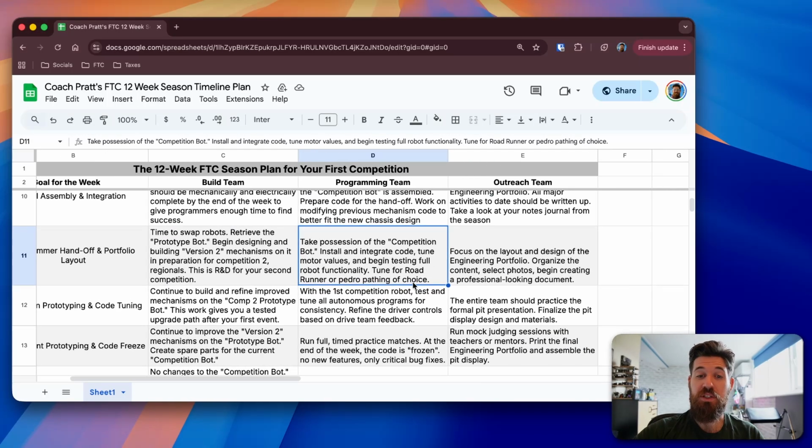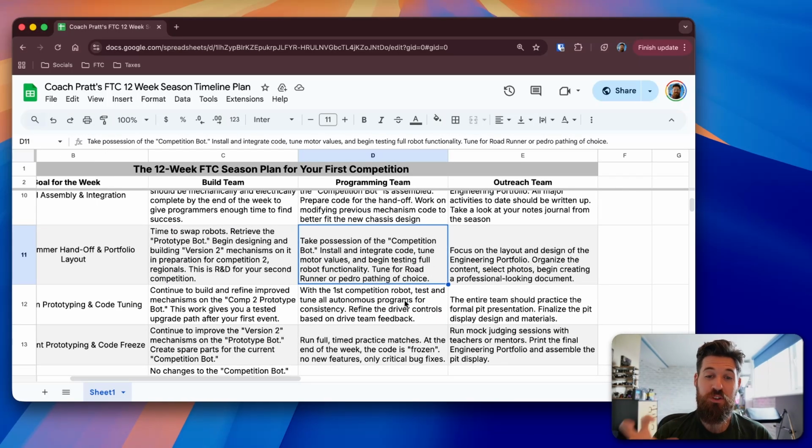Programmers, it's time to take possession of that competition bot. You should install and integrate that code, tune your motor values, and begin testing your full robot functionality. This is a good week for you to start tuning your Pedro Pathing or tuning your Roadrunner, because typically these tuning processes have to be done with your exact robot's weight and its weight distribution over the individual wheels. So it's a good time to spend this week doing some tuning.